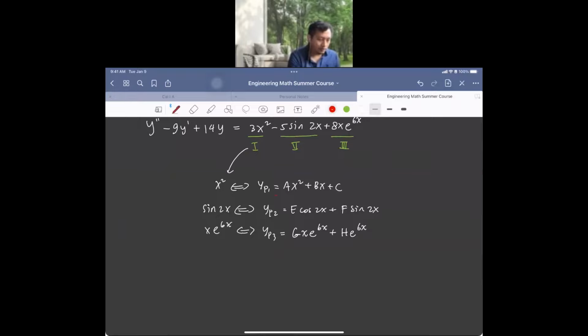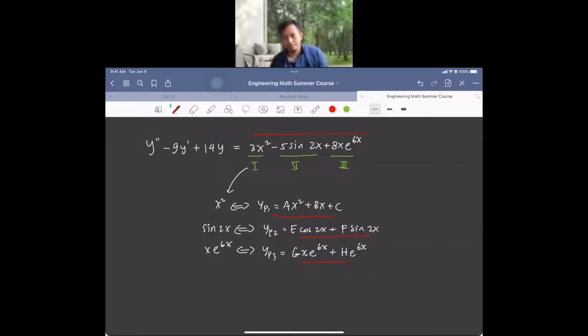So you need to be careful in reading all these structures. Okay. Of course, the yp will be the sum of these three components. Okay.